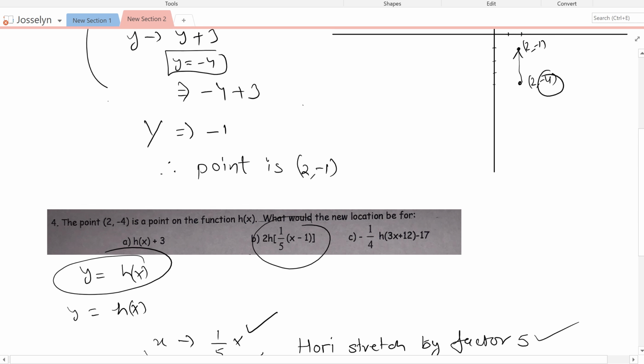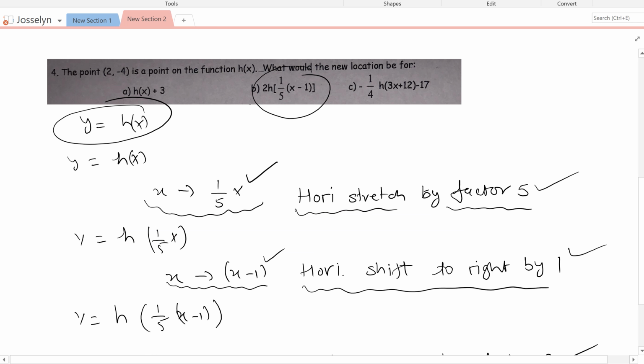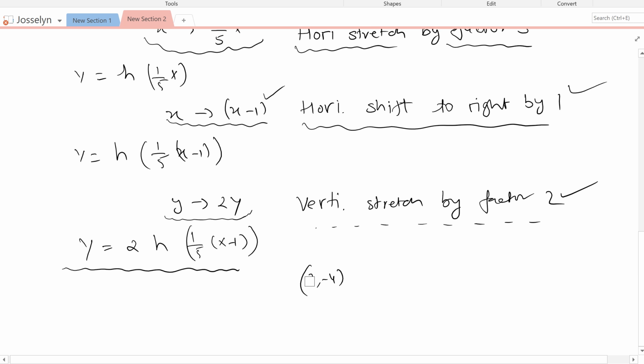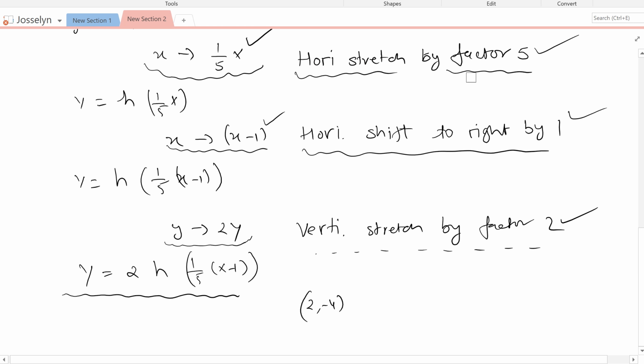The point was... what would the new function be? Okay. Now the point was 2, negative 4. The x is facing 2 transformations.